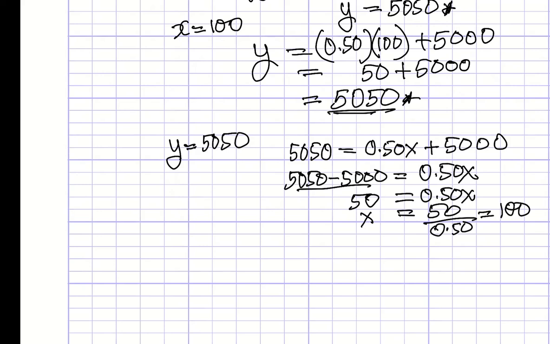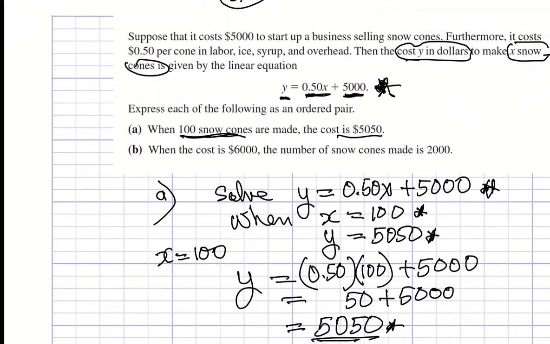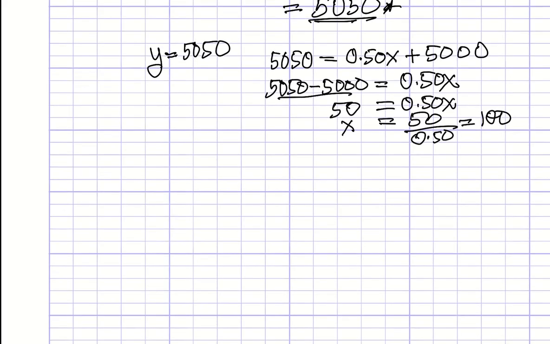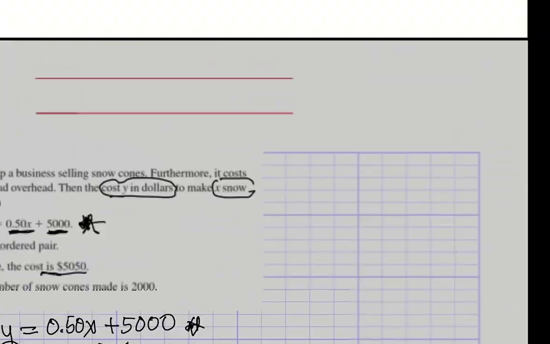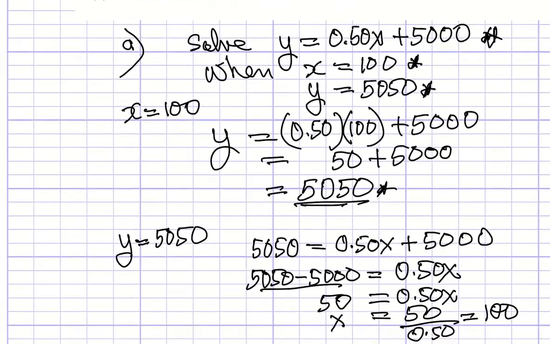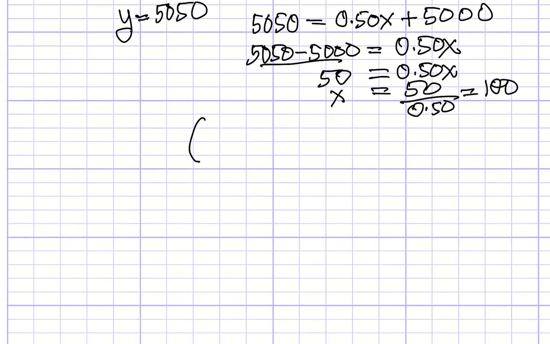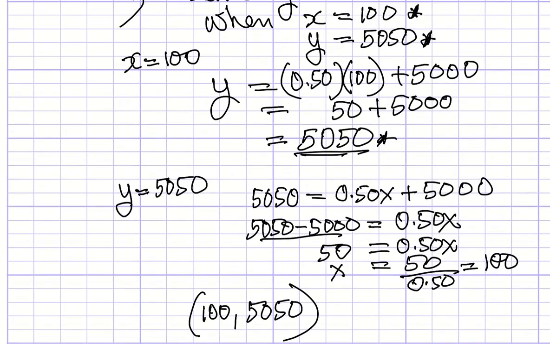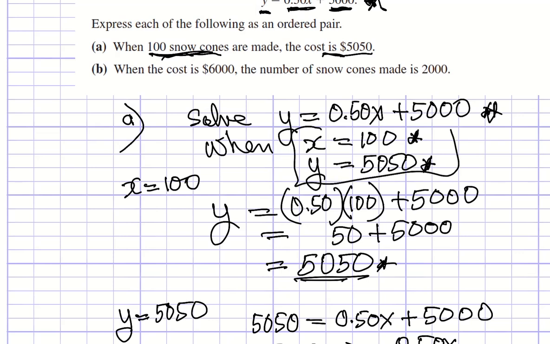I'll tell you why. While I'm solving it, I realize I overthought it, because what they're saying is to express this and that as an ordered pair. But it's okay, we'll solve it. As an ordered pair, those two things will be like this. X is 100, so right here, put x first, and then y second, which is 5,050. Okay, that's an ordered pair. That's what they want. We already have the values of x and y, so I don't even know why we have to solve anything.